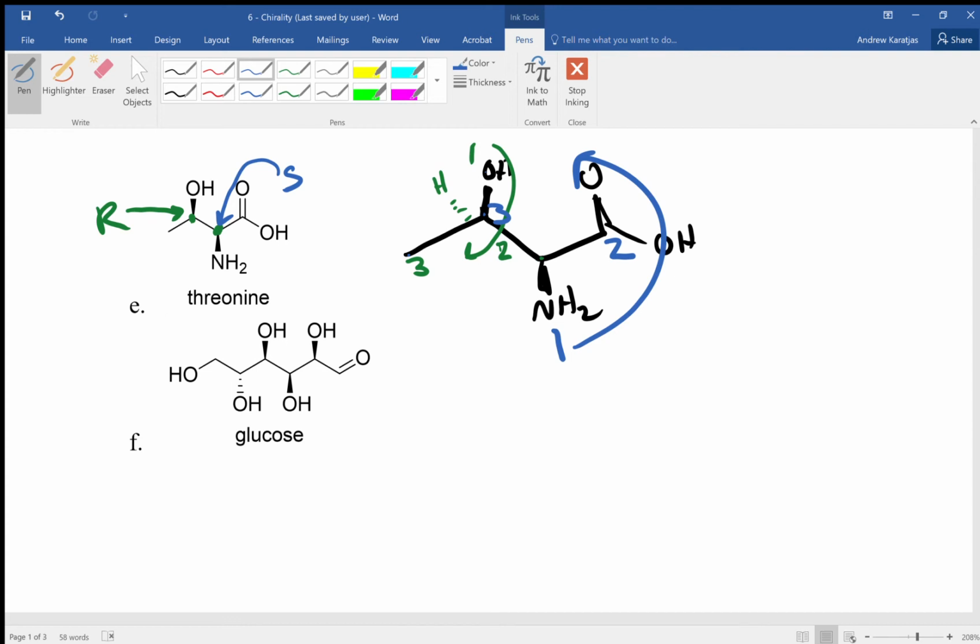Finally, in glucose here, glucose has 4 chiral centers. And we can go through the same thing for each one of those. Over here with the oxygen, oxygen is first priority. The double bond to oxygen is second. And we have 3 over here. That's R.